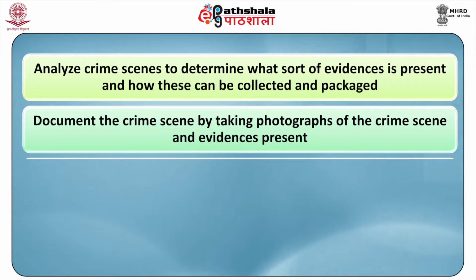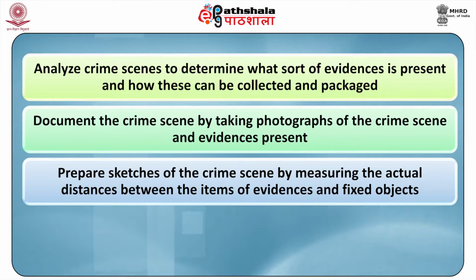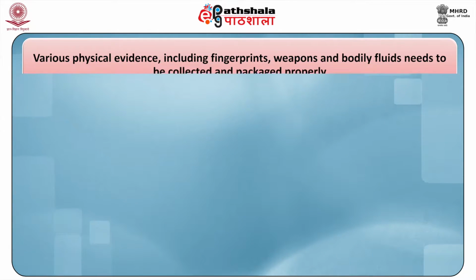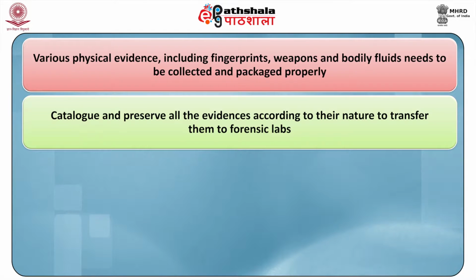Document the crime scene by taking photographs of the crime scene and evidence present there. Prepare sketches of the crime scene by measuring the actual distance between the items of evidence and fixed objects. Record the observations and findings related to the location and position of the evidences. Various physical evidences, including fingerprints, weapons and bodily fluids, need to be collected and packed properly. Catalog and preserve all the evidences according to their nature to transfer them to the forensic lab.